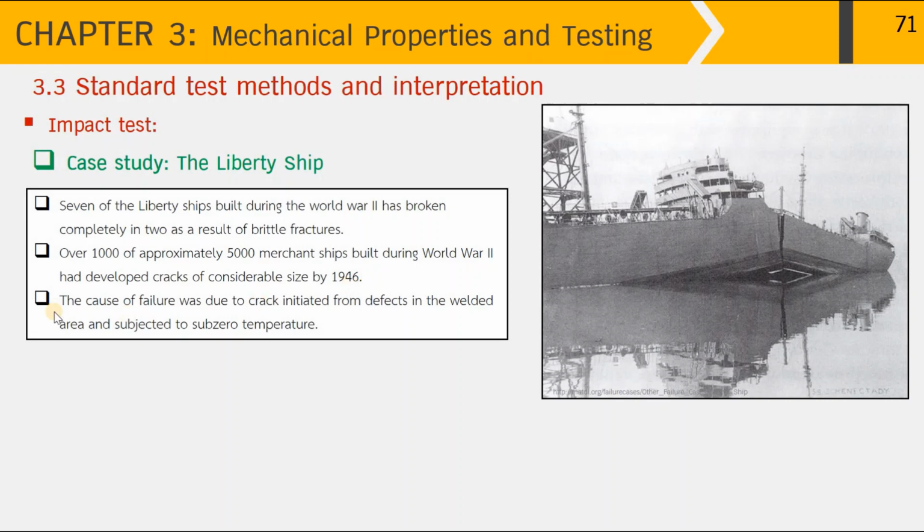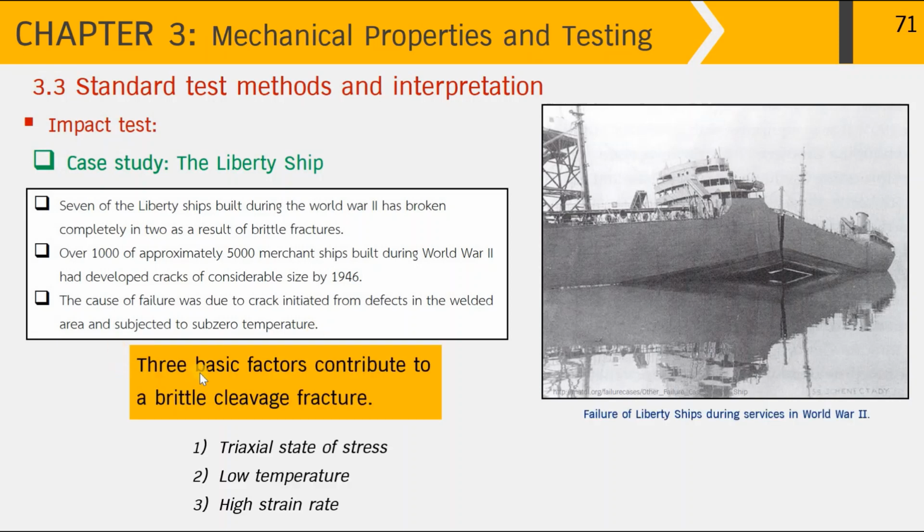And then the investigation took place to understand the cause of the failure. It was found that the crack initiated from a defect in the welded area, with the temperature below the freezing temperature, similar to the Titanic case. And therefore, there are 3 basic factors that contribute to a brittle cleavage fracture. First is the triaxial state of stress. Second is the low temperature. And third is the high strain rate.